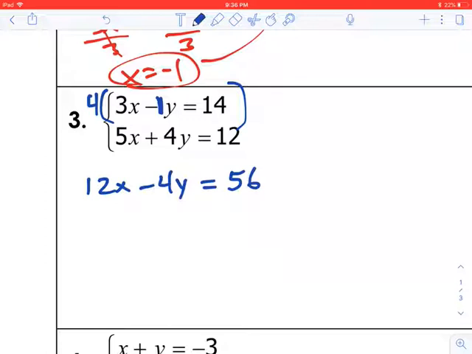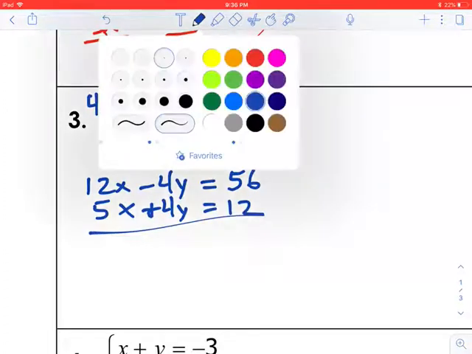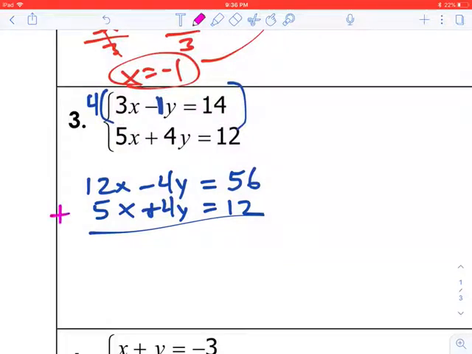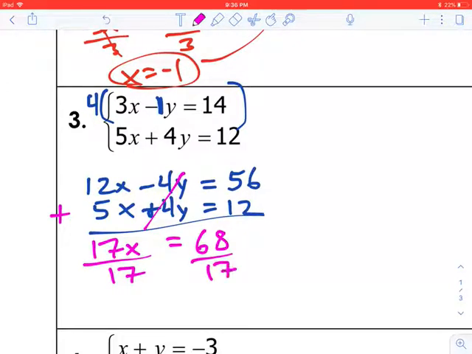Okay. And so the bottom one doesn't change. Everything stays the same there. And I'm ready to go ahead and add them together. So 12 plus 5 is 17x. The y's cancel. And I get 68. Excuse me. Divide by 17. I get x equals 4.